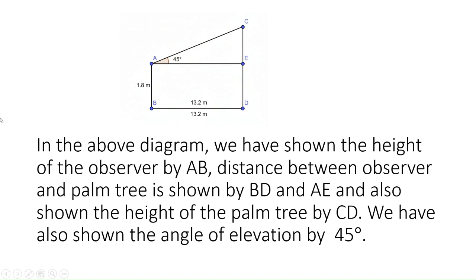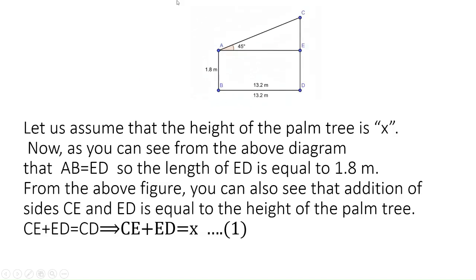Right. Now, let us assume the total height of the palm tree as x. You can see from the above diagram that AB is equal to ED. So the length of ED is equal to 1.8 meters. How can we write this? Because AB is nothing but the height of the observer, which is given as 1.8 meters. So ED is also equal to 1.8 meters. There is no doubt.